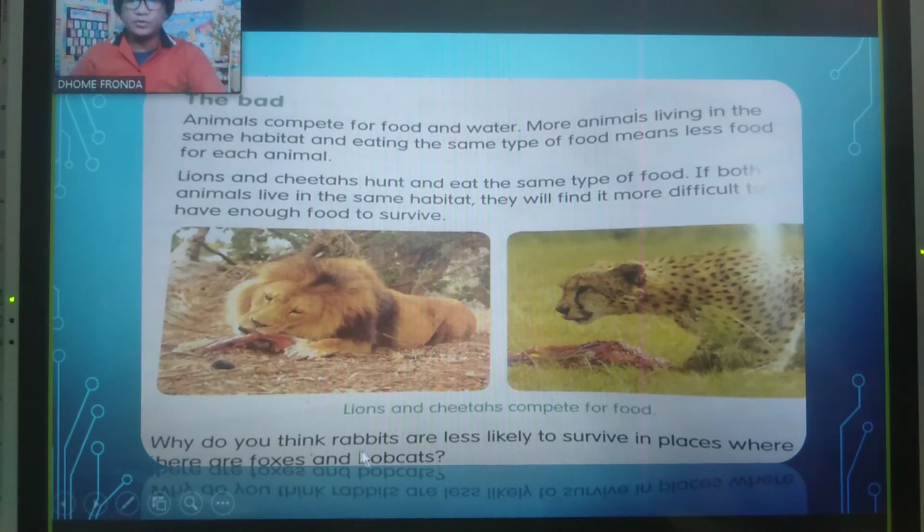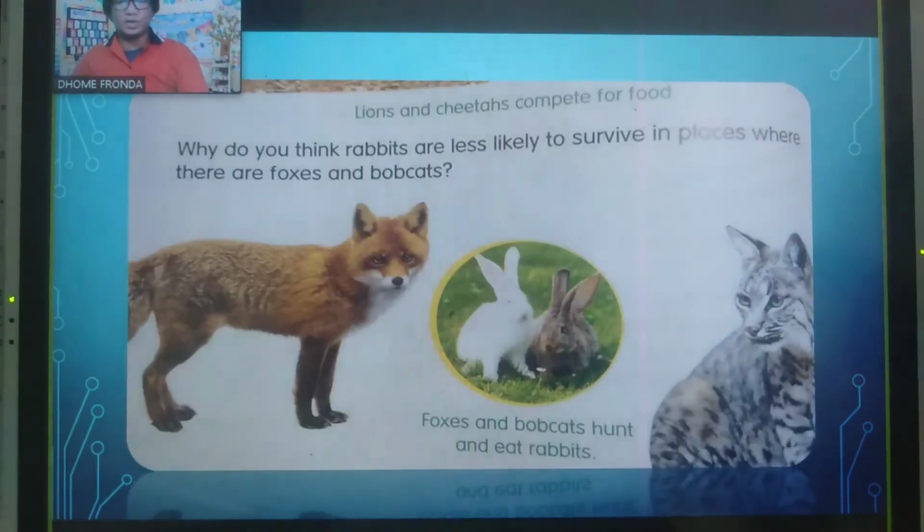Why do you think rabbits are less likely to survive in places where there are foxes and bobcats? Did you observe this one? How about if the other animals already consume all the food, or there is no more? They will eat each other. The lion and the cheetah eat each other. What do you think? Okay, now let's go to the last one.